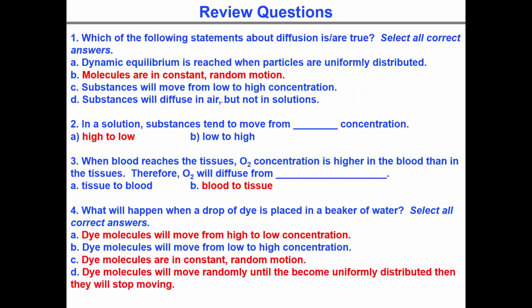All right, and welcome back. One of the things that I really want to stress is number 2 right here. In a solution, substances tend to move from an area of high to low concentration. So remember, anytime you're dealing with diffusion, you have to have that concentration gradient, an area that's high and an area that's low. And when you're diffusing, it's always going from an area of high to an area of low until you hit equilibrium, meaning that both sides are going to have roughly the same amount.